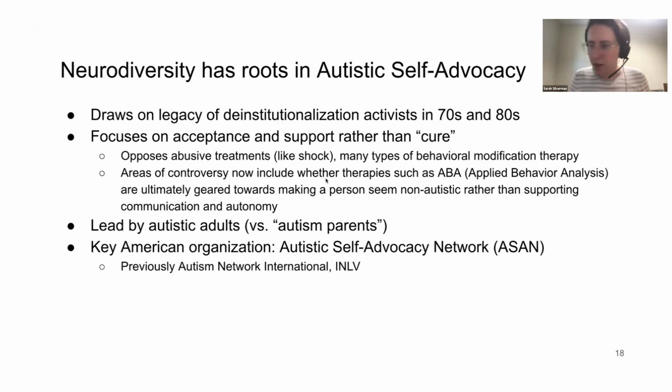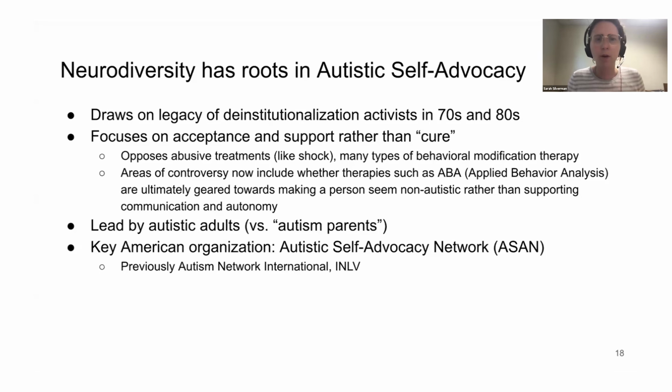This is also very closely linked to what's known as the autistic self-advocacy movement, which draws on the legacy of deinstitutionalization in general. In the 70s and 80s, a lot of disabled people used to be segregated from non-disabled people, and they had no support services available to them other than simply living in institutions, out of their communities, away from their families. And that gradually came to an end over the latter half of the 20th century.